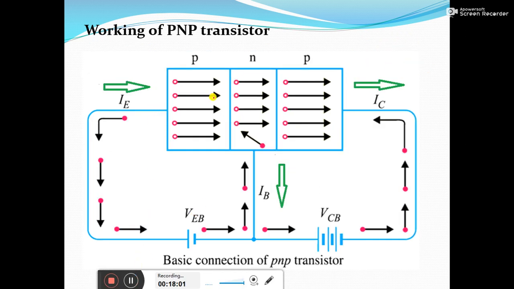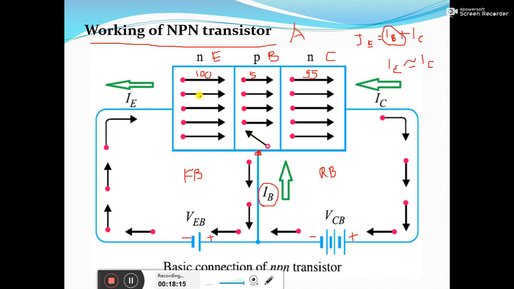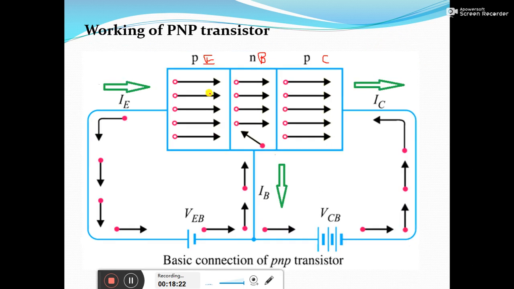Next one is the PNP transistor. As you can see, in the PNP transistor this layer is the emitter, this one is referred to as the base, and this one is referred to as the collector. In the previous session, we showed the majority charge carriers as electrons, and the same expression holds good here. The working will be the same, only the difference is the electrons are replaced with holes here. Again, this PNP transistor is acting in the active region.